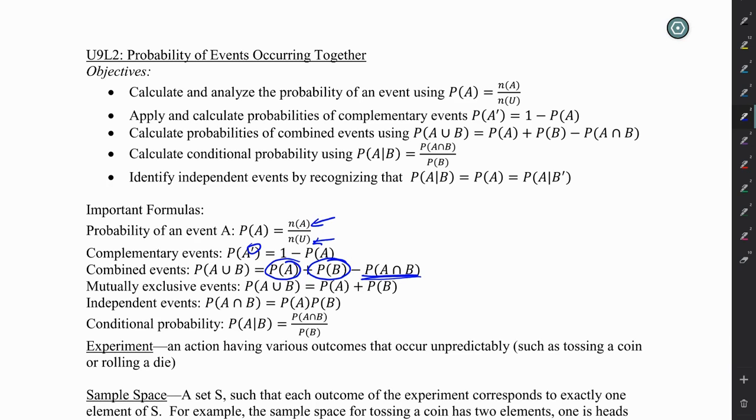That's the difference. Conditional probability is the probability of A given B. This little line here means given. So the probability of A given B means A happened after B already happened. That probability is the probability of A and B, which we just discussed in independent events, divided by the probability of B. And we'll deal some more with that in a little bit.